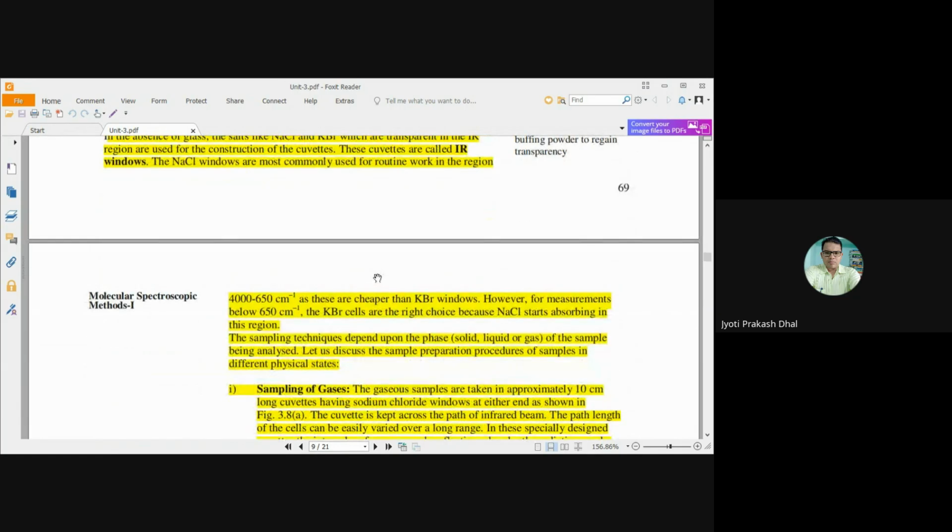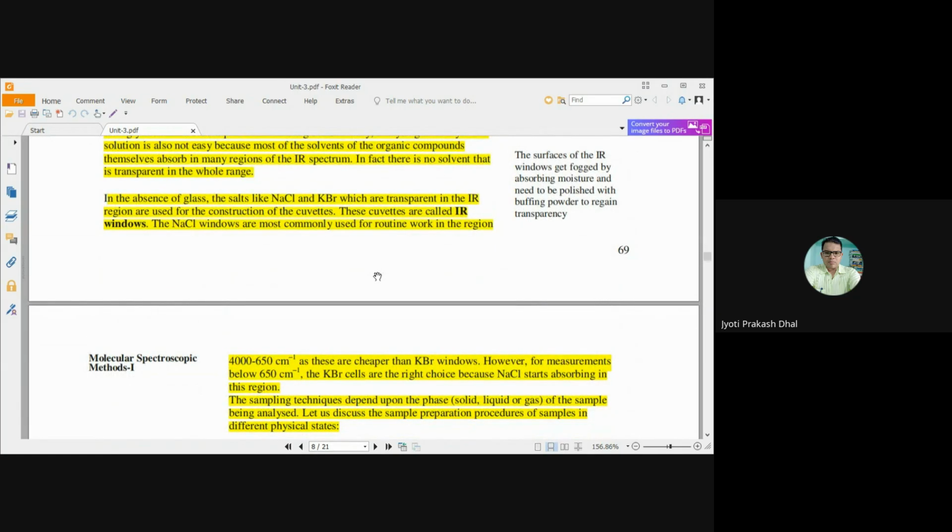So in the absence of glass, salts like sodium chloride or potassium bromide, which are transparent in the IR region, are used for the construction of cuvettes. That means here the cuvette is made up of sodium chloride or potassium bromide. These cuvettes are called IR windows. So we cannot make a complete cuvette using sodium chloride salt or potassium bromide salt.